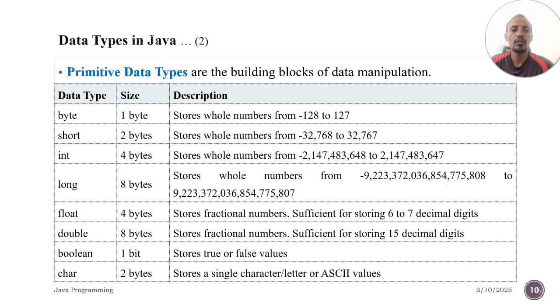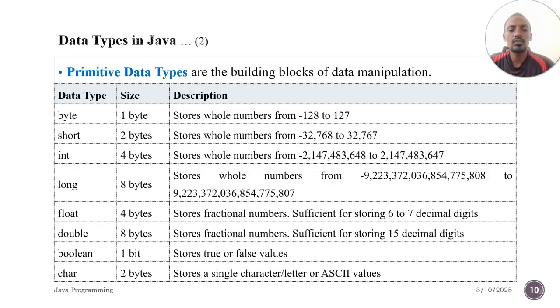So when we come to the primitive data types, the size they occupy in memory matters, as primitive data types are the building blocks of data manipulation in Java. The first one is byte. The size of data for byte is 1 byte. Now you know that 1 byte is equal to 8 bits. So it stores whole numbers from -128 to 127.